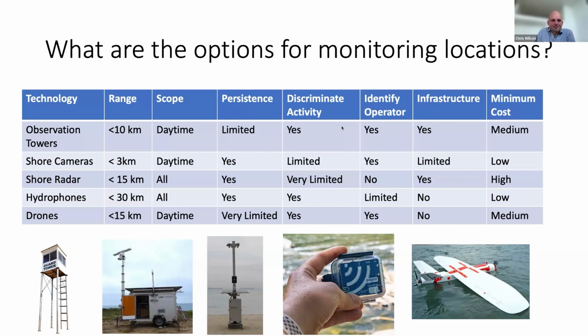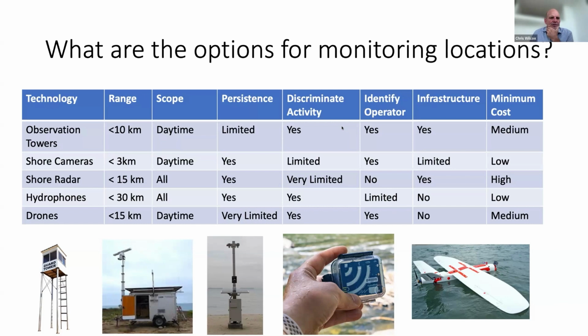What's the minimum cost? So the options really are something along the lines of an observation tower, working from left to right in the photos across the bottom. A shore-based camera, which you'll have to excuse me, is actually the third photo instead of the second. A coastal radar, which is the second picture. The hydrophones that we're talking about today, which is the fourth picture. And then things like drones.